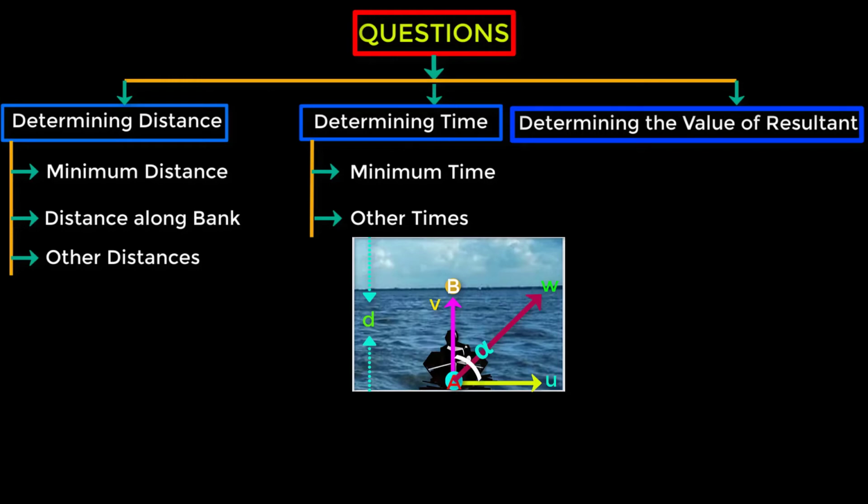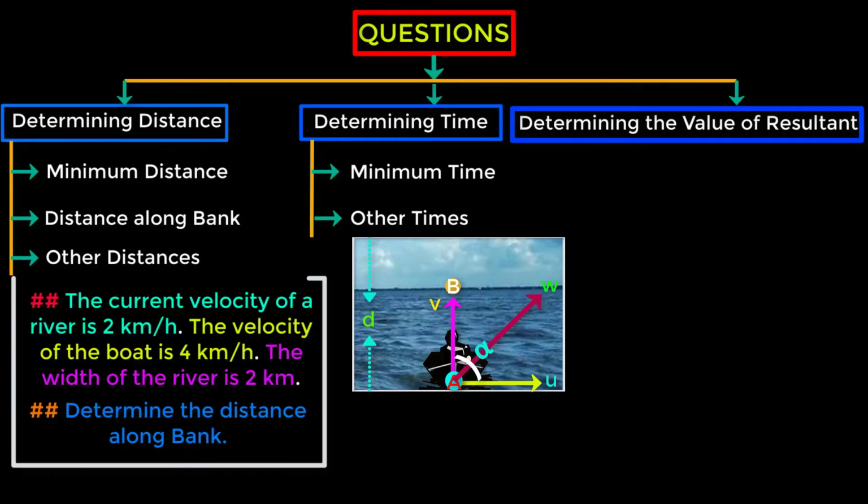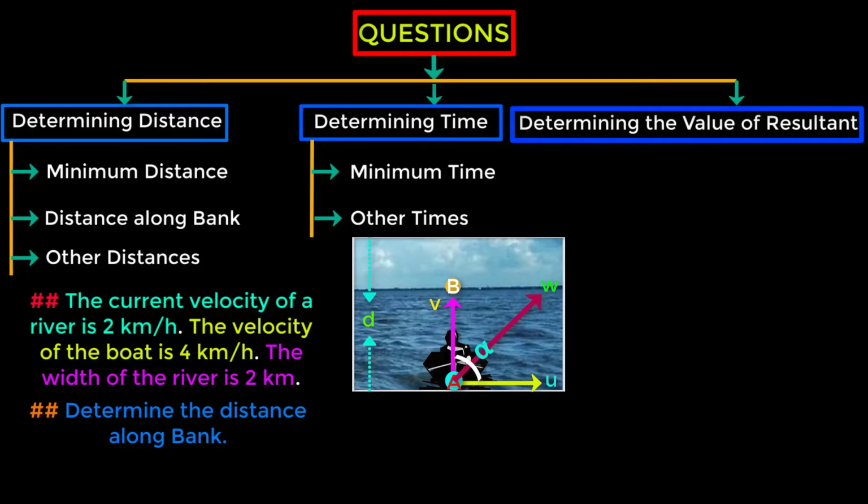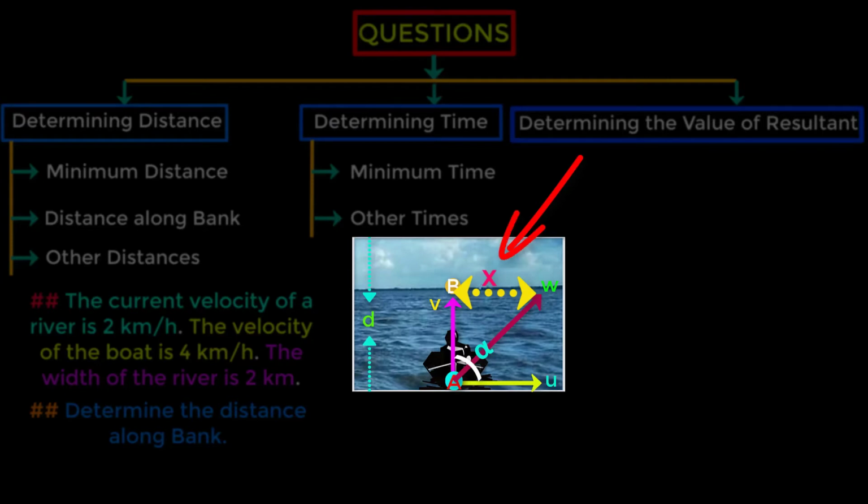Now we will learn which formula we should apply to determine the distance along the bank. Look at this question. The current velocity of a river is 2 km per hour. The velocity of the boat is 4 km per hour. The width of the river is 2 km. Determine the distance along the bank. Here we are asked to determine this x distance.